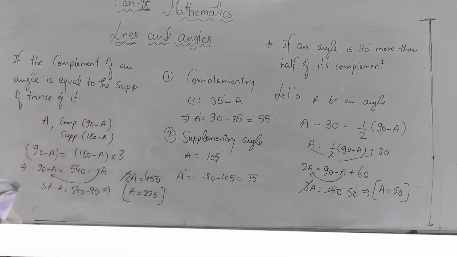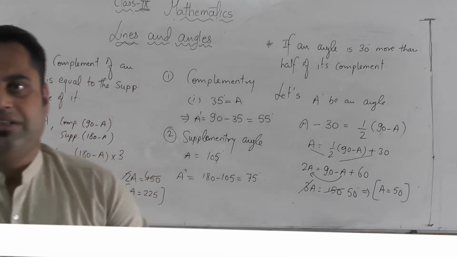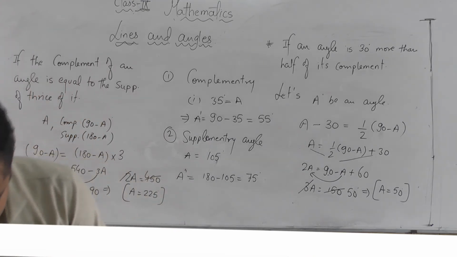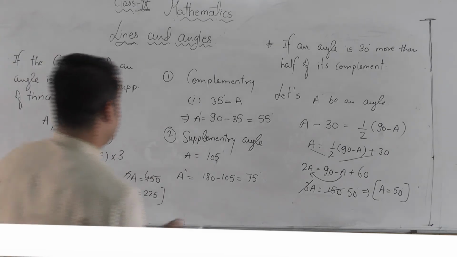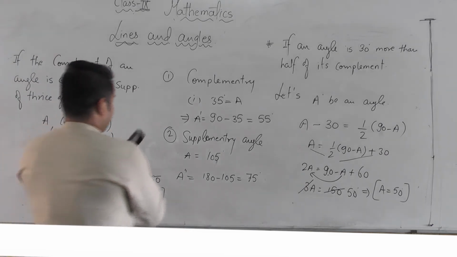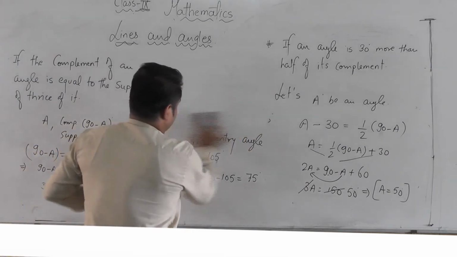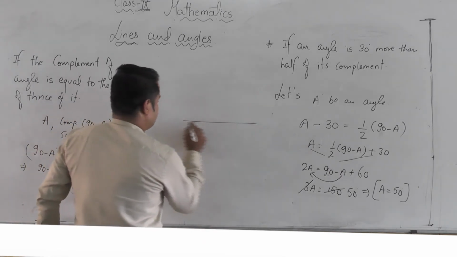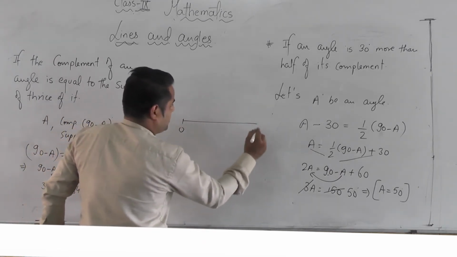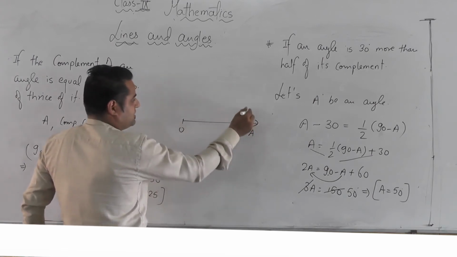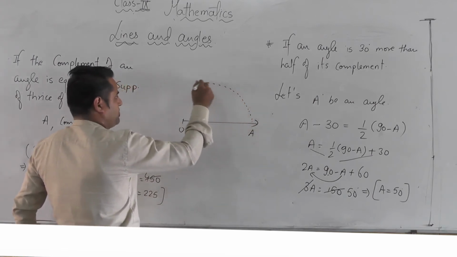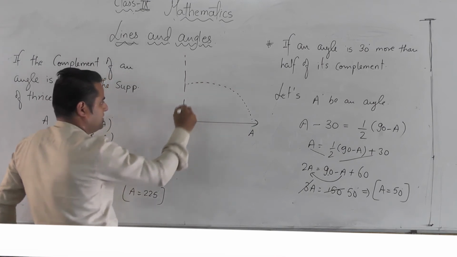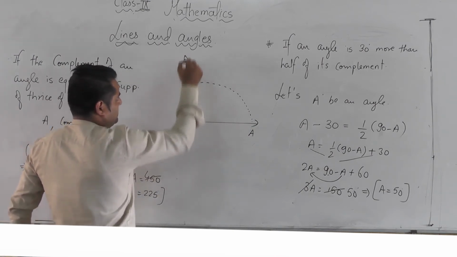See, an angle can be 0 or less than 360, because 0 and 360 are the same value. Let me explain this also. Suppose I am keeping a ray here. This is a ray. Now I start moving this ray up to this point, where it will be 90, right hand.